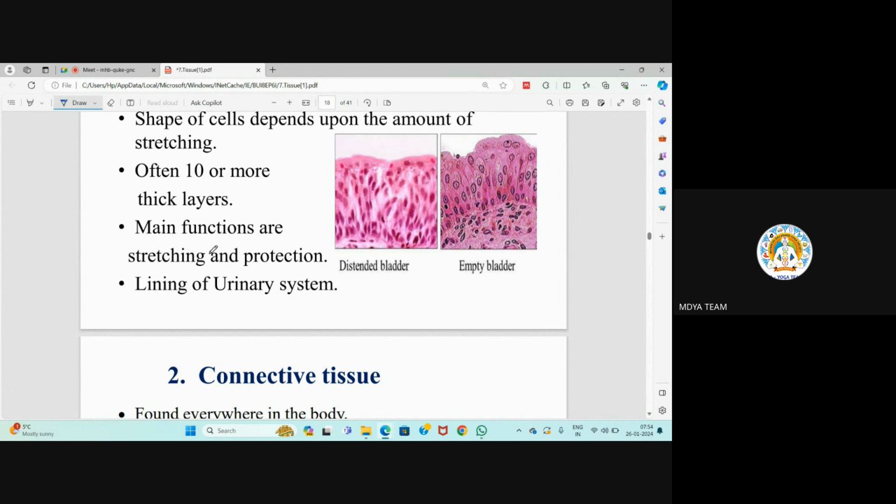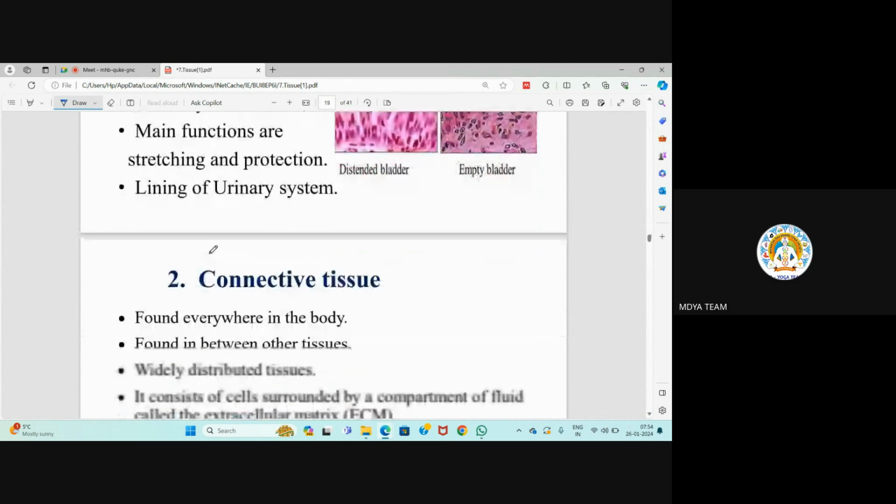Is it clear? Yes, ma'am. Okay, so next is connective tissue.